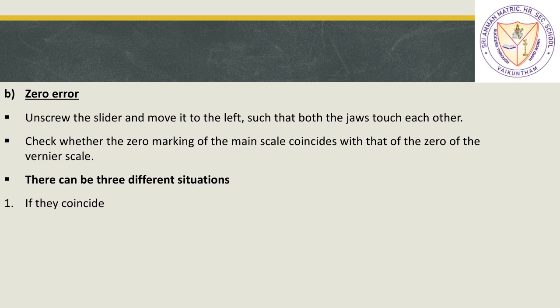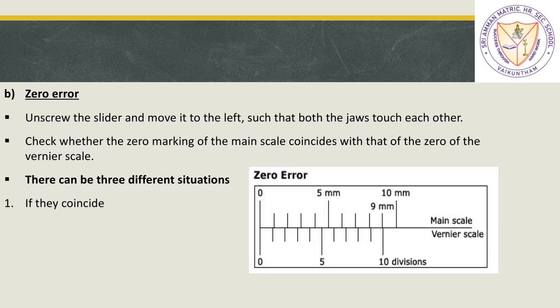If they coincide like this, the lower one is the vernier scale and the upper one is the main scale. The 0 of the main scale and the 0 of the vernier scale are coinciding, right? They are next to each other. Other divisions are not coinciding, no need to worry about that. But the 0 of the vernier scale and the 0 of the main scale are coinciding. If it is like this, then we say that there is no zero error, that means there is no error in this instrument.